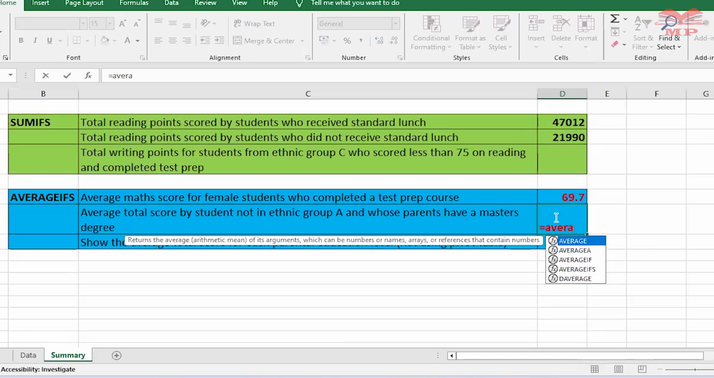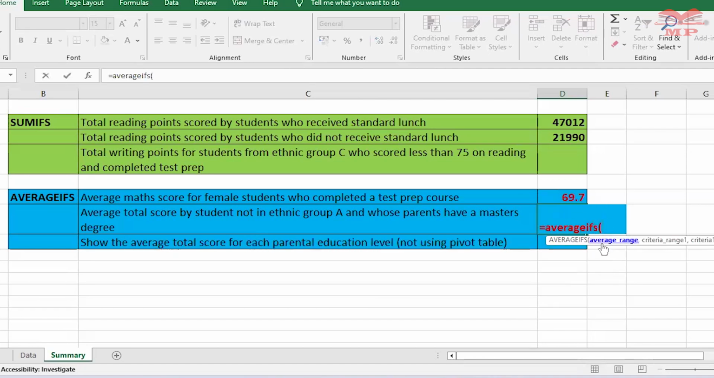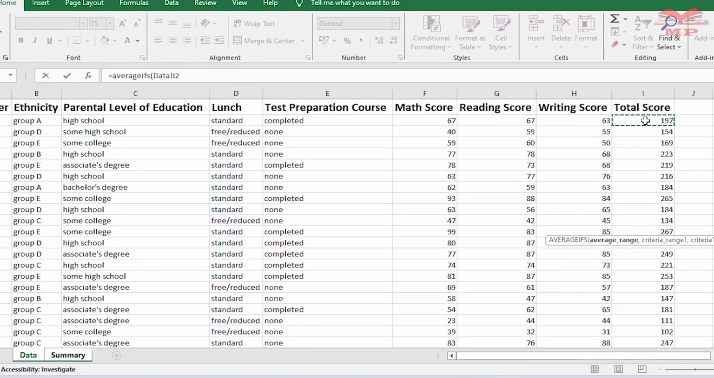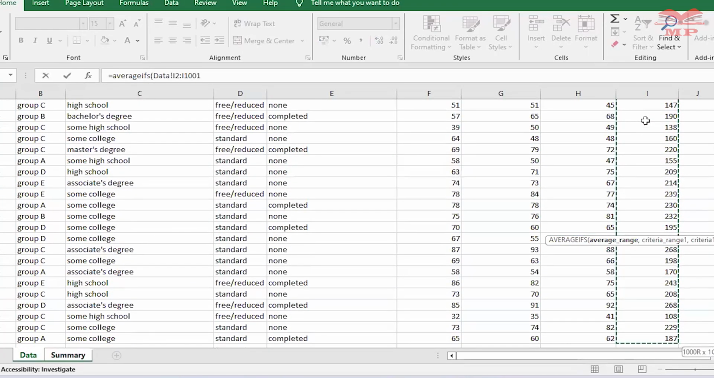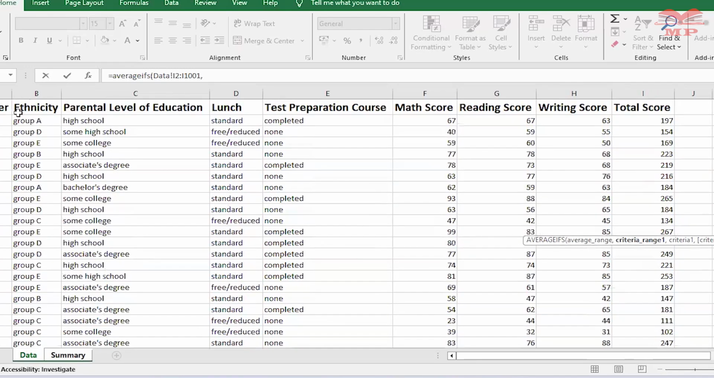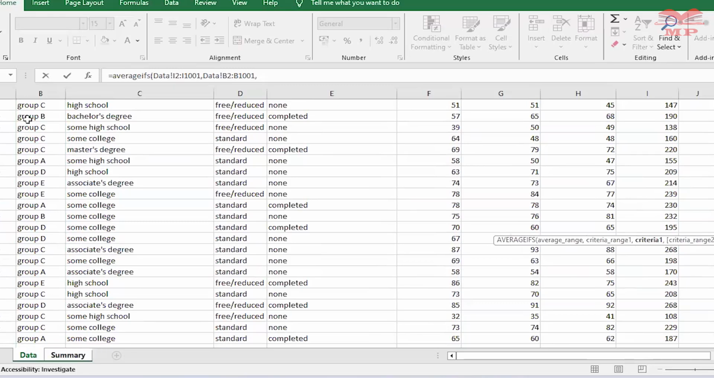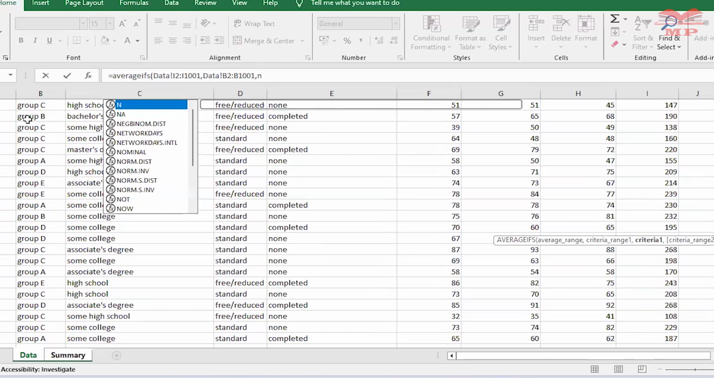So that would be average use, bracket, and the average range. It is the average total score. So total score is here. Then criteria range 1 should be ethnic groups. Then the criteria is, try this.